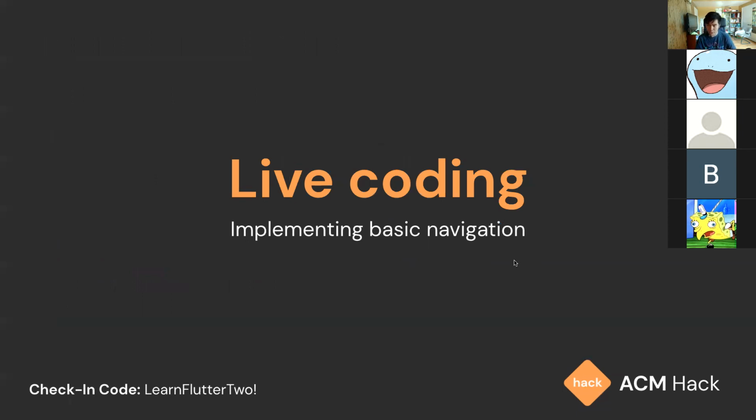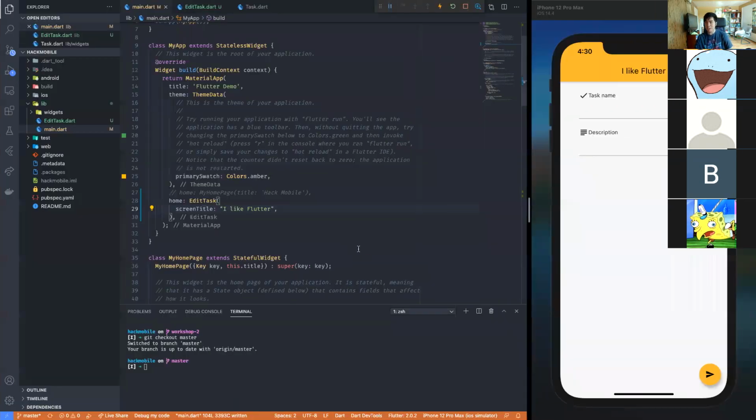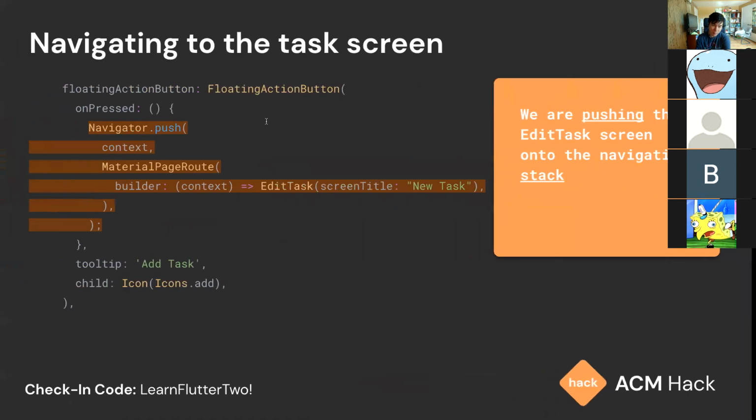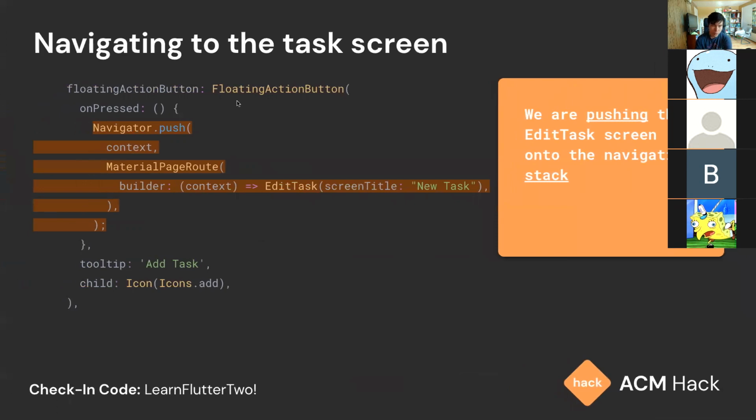So live coding here will be implementing some really basic navigation. So first of all, navigating to the task screen. So here, we are pushing the edit task screen onto the navigation stack, right? So we'll do this here in the main.dart file inside of the floating action button. So rather than creating a new task in the list, we'll be navigating to the screen that lets us create tasks.